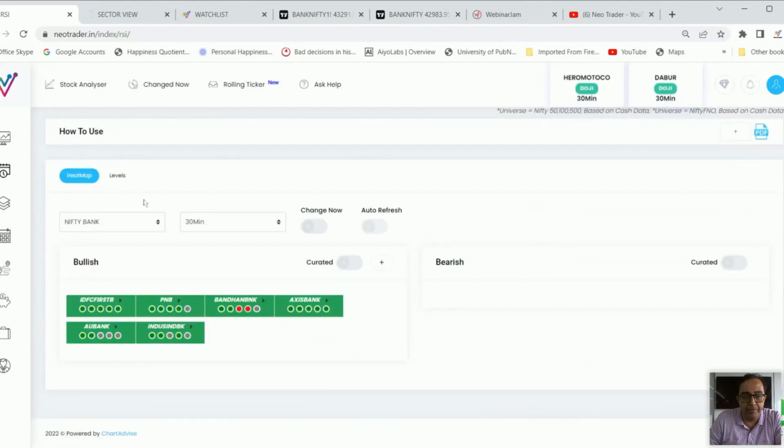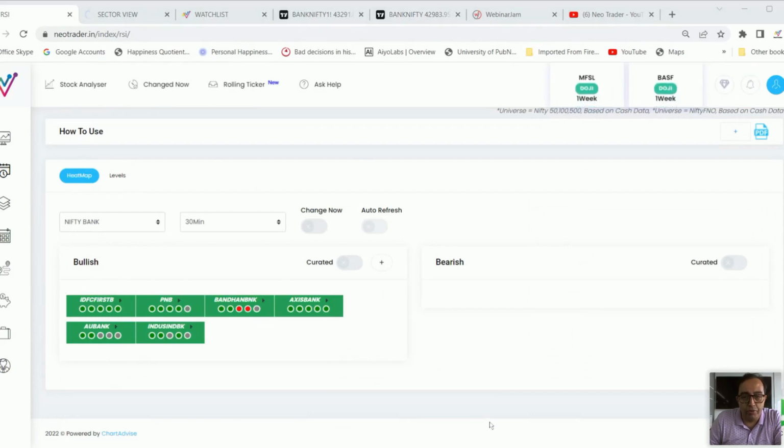Let's go to the heat map, and then let's check out how to select a trade. You can see here, whenever you go on this heat map page, you will be shown the situation of the RSI.